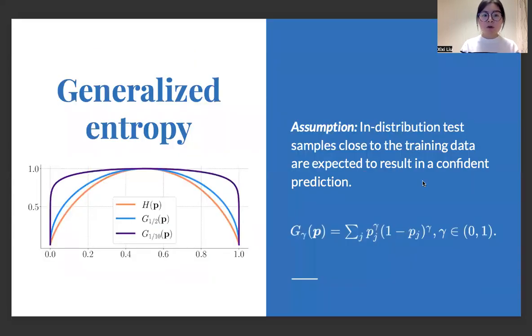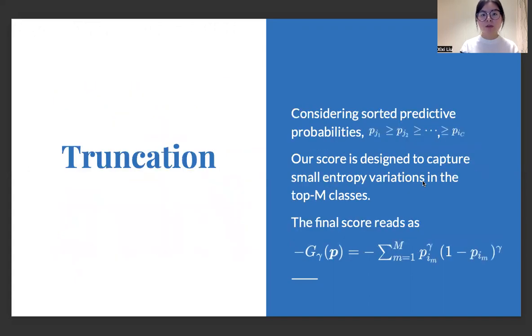In particular, the assumption is that in-distribution test samples close to the training data are expected to result in a confident prediction. To increase the robustness of our method, we apply a truncation operation on the probabilities. Our goal is to capture small entropy variations in the top M classes. So our final score reads as the negative generalized entropy, summed from the top 1 to top M classes.